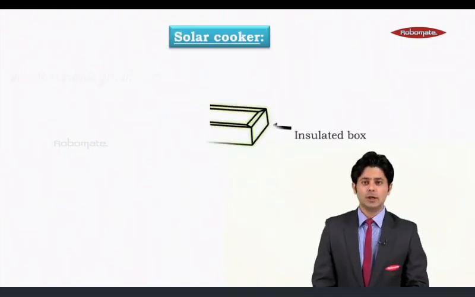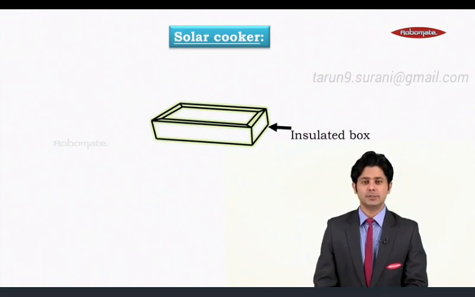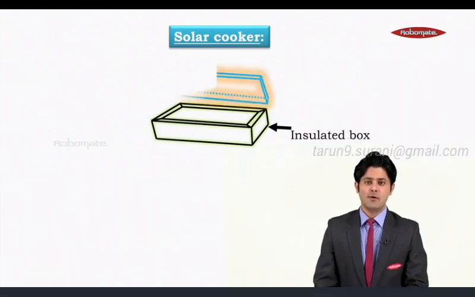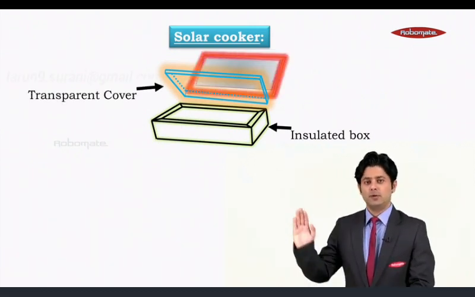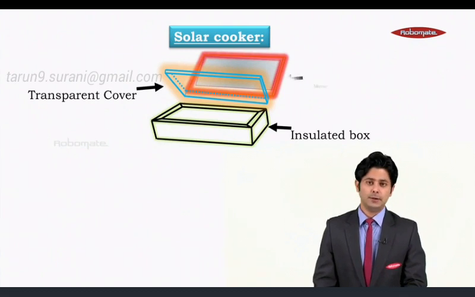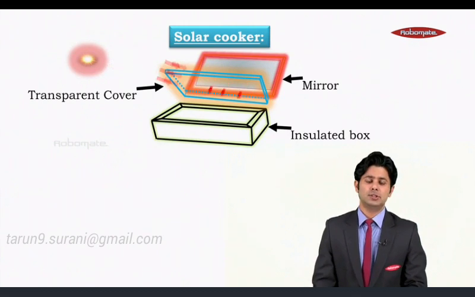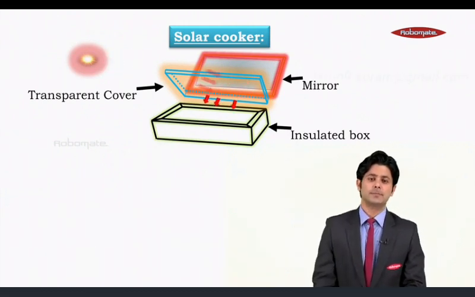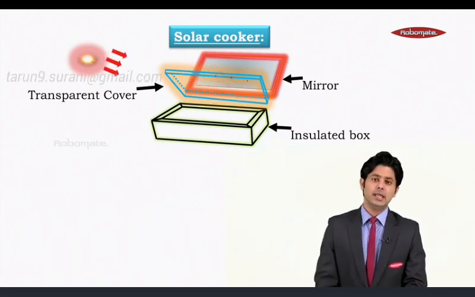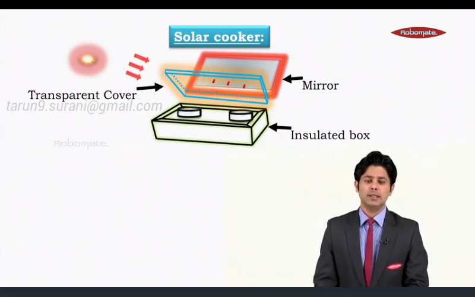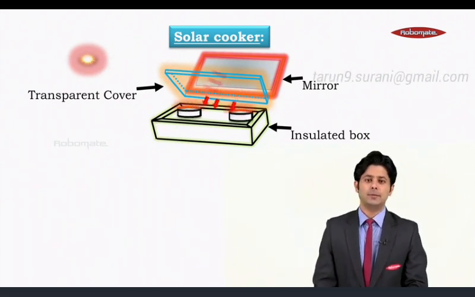So, the solar cooker, let's see all the parts one by one. The first is the insulated box. Next is the transparent cover or the glass cover. Next, we have the reflecting surface or mirror, and further we have the sun. Now, the sun's rays strike the reflecting surface and undergo reflection, further they pass from air to glass and undergo refraction, and then we keep the cooking pot where it gains heat energy and the food can be cooked.